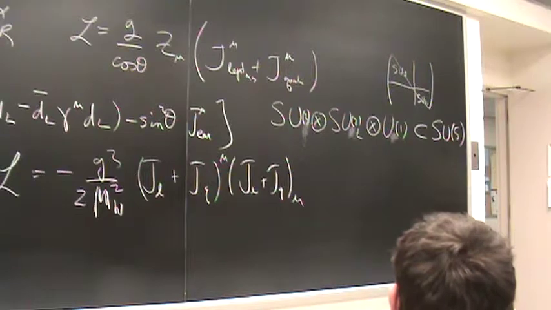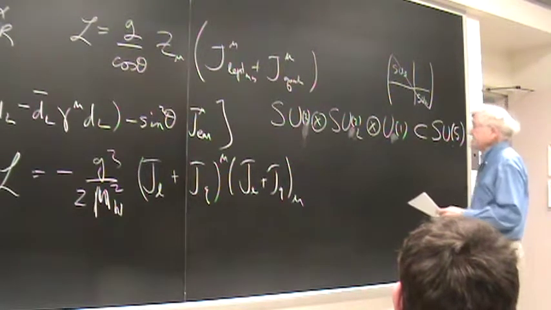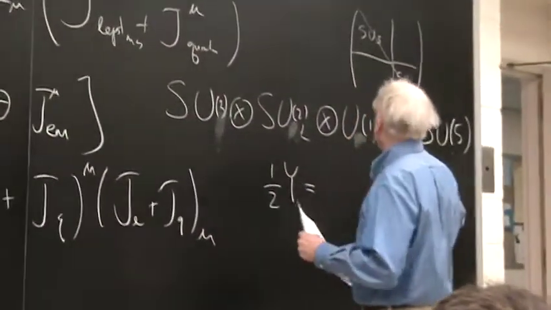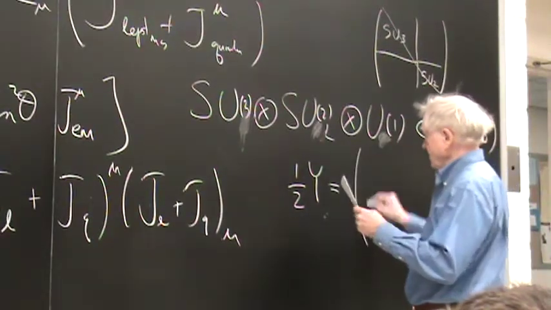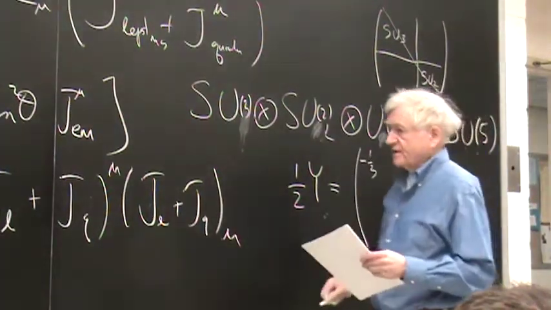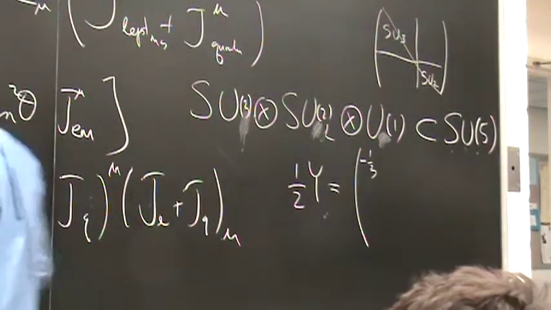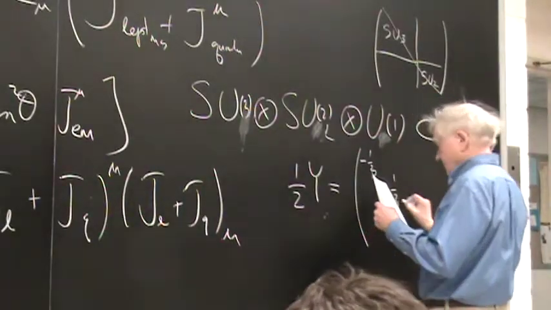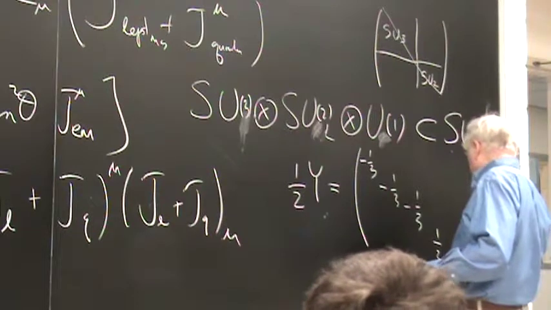And you know what the hypercharges are of all these particles. And so you can say what 1/2 y should be. Well, in this SU5 theory, 1/2 y should be represented as this. Minus a third, we already got these absurd numbers here. Minus a third, 2/3, 1/6. And it was like this. Minus a third, minus a third, minus a third, 1/2, 1/2.